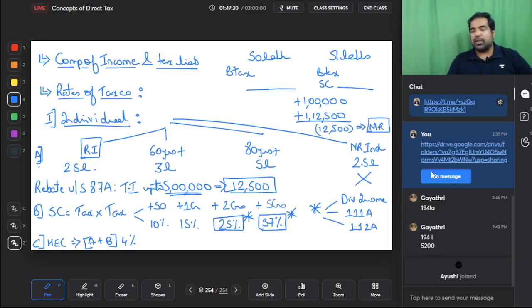So marginal relief is given only to individuals, no, to everyone who, because of that slight increase in income, are subject to a surcharge. Guys, anyone who is at the border of 50 lakh, 1 crore, 2 crore, 5 crore, these will be subject to marginal relief, so only check it in those cases.